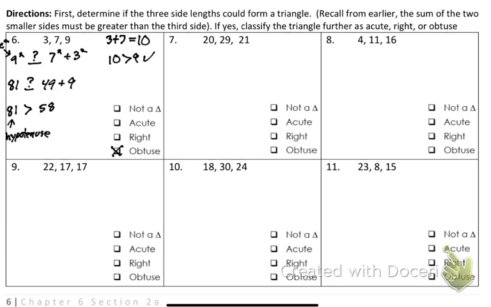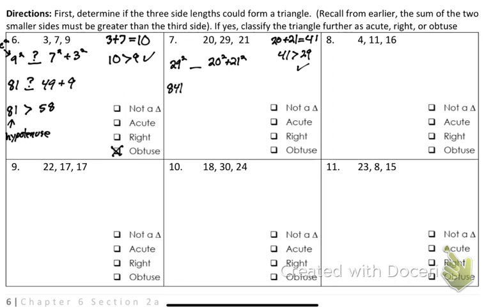Take a second. Don't shout it out. Raise your hand. Which is my potential hypotenuse here? 29, 21, or 20? Which one's our potential hypotenuse and why?